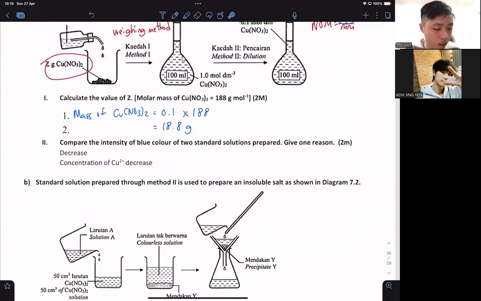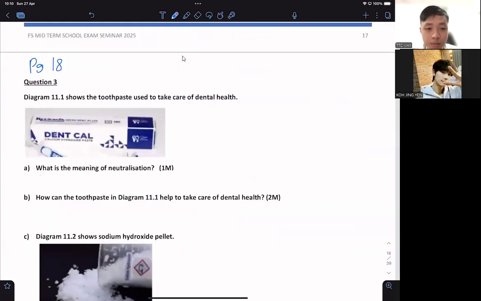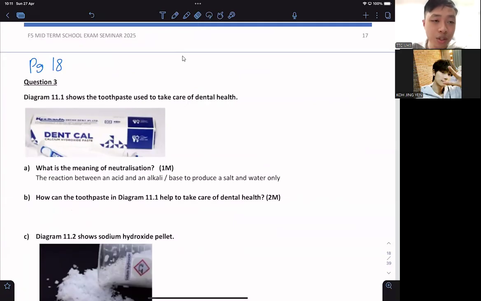Let's see which question I can do to warm up first. I think I can do page 18 first. Page 18. So we also do some neutralization first. You can write down first what the meaning of neutralization is.